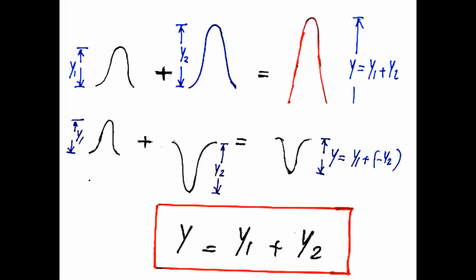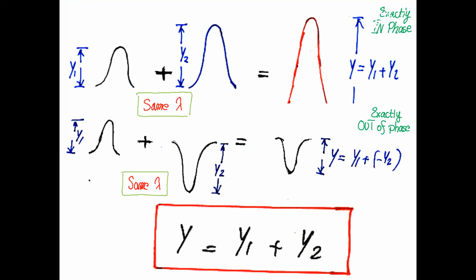So look at these two waves. In the above example they are meeting crest to crest. This is called exactly in phase. And the second example is meeting out of phase. It means one is trough and one is crest. So the resultant displacement will be subtracted. And in the above example, the resultant displacement is obtained by adding the two displacements.